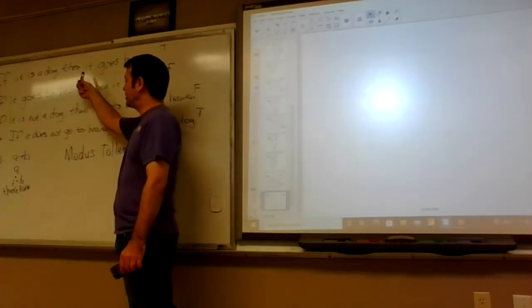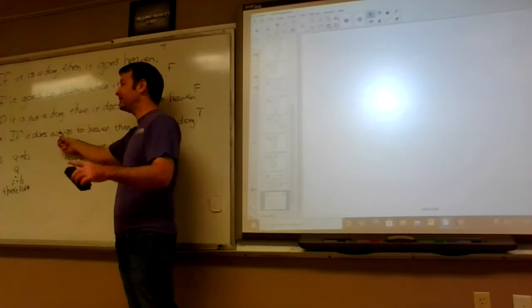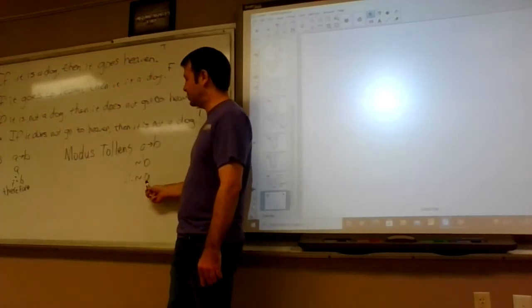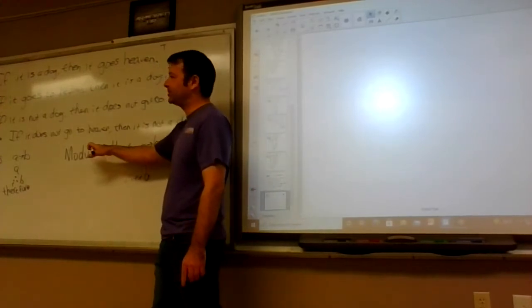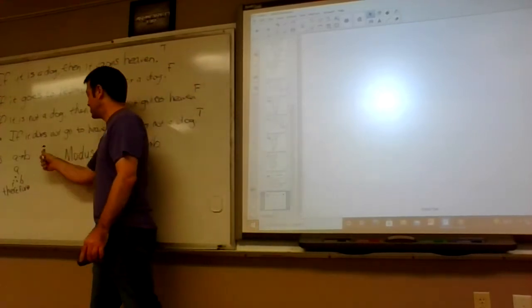If I know all dogs go to heaven, but I know something didn't go to heaven, then I know it wasn't a dog. So basically they gave names to this reasoning: modus ponens, modus tollens.